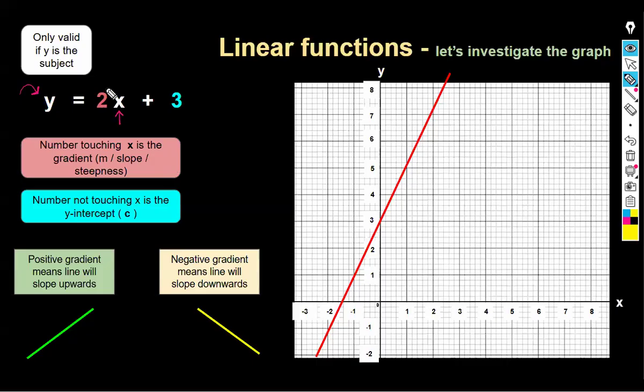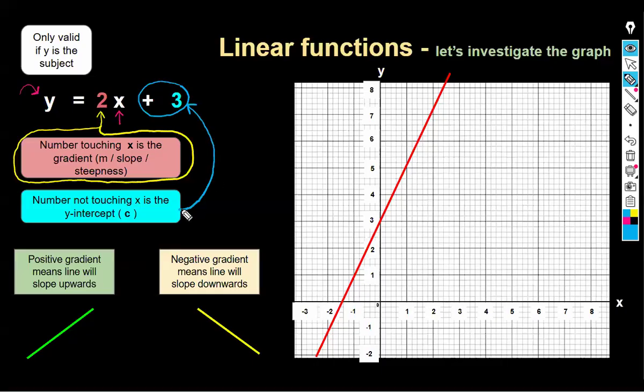The person who is touching x, you just call them the gradient. So 2 is the gradient. The person not touching x, that's the 3. He has a special name. His name is the y-intercept.